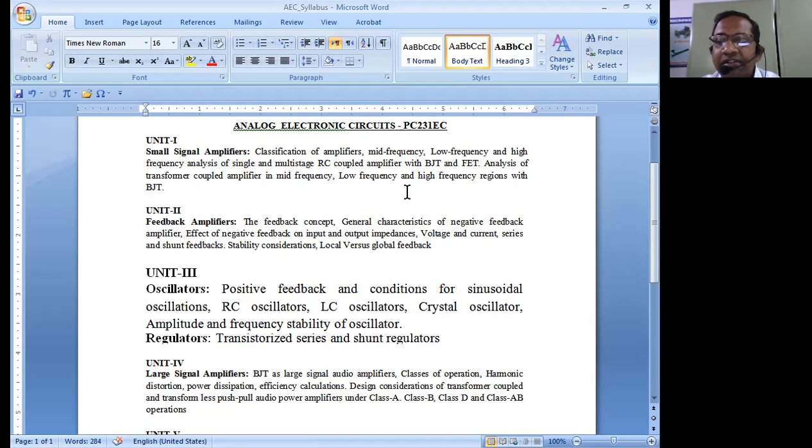So after biasing is achieved, we always assume that the circuit is working fine with proper biasing conditions throughout the lifetime of the circuit. Under that assumption, we simply go to the AC equivalent circuit. So from the first unit onwards, we don't have the DC biasing conditions in the syllabus. Straight away from the first unit, we start with the AC analysis part.